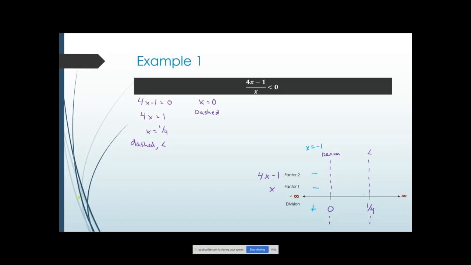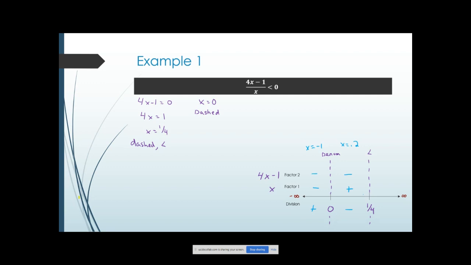Now I need to pick a number between 0 and 1/4. So this is harder because you're definitely going to want a calculator here. These aren't whole numbers. So 1/4 is 0.25. So let's say we just plug in 0.2, because I know that's smaller than 1/4. So I'm going to use my calculator here. 4 times 0.2, and then minus 1 is -0.2. So that's going to be a negative. And then x is 0.2. 0.2 is positive. Negative divided by a positive is negative.